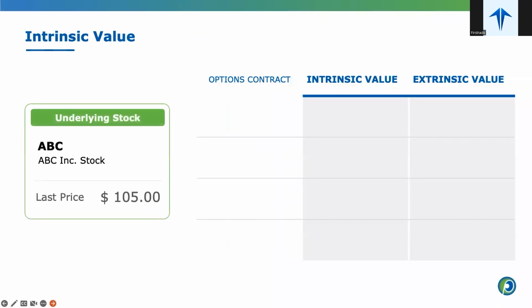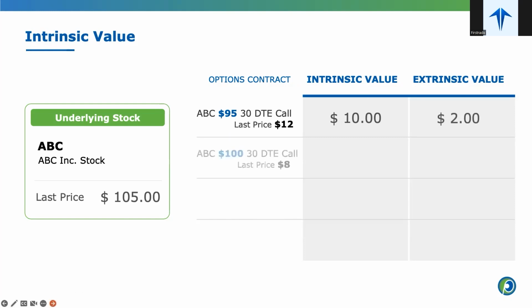So let's dive a little bit deeper into that. Let's say we've got ABC at 105, and we've got an options contract with a 95 strike, expiring in 30 days. We've got a last price of $12. What's the intrinsic value? If I've got the right to buy at 95, I can immediately sell at the market 105, so it has to be 10. And if the last price is 12, the excess, of course, is 2.